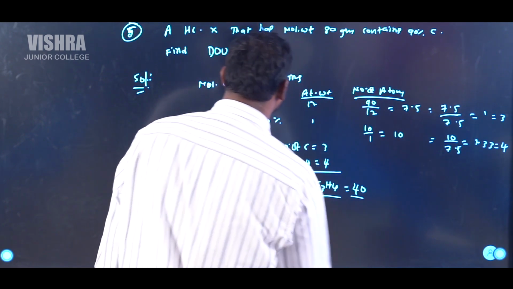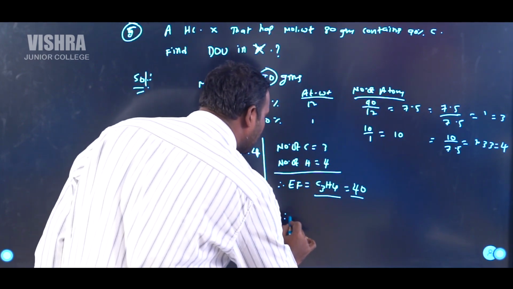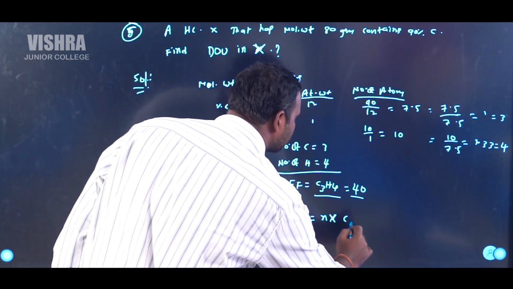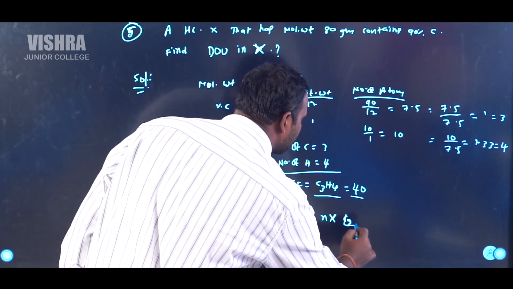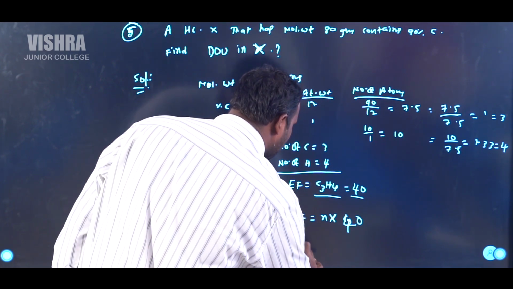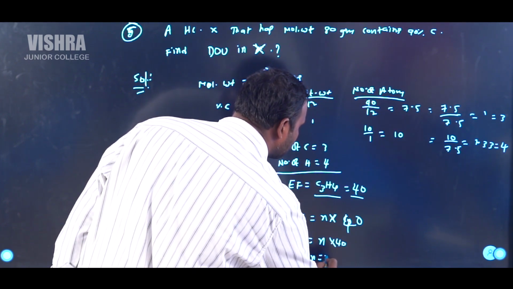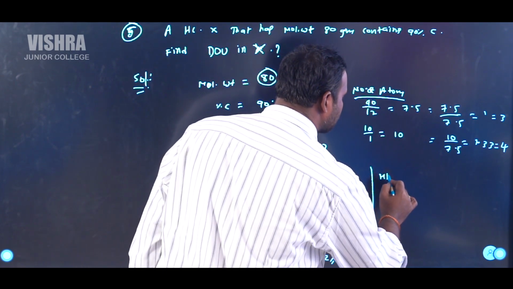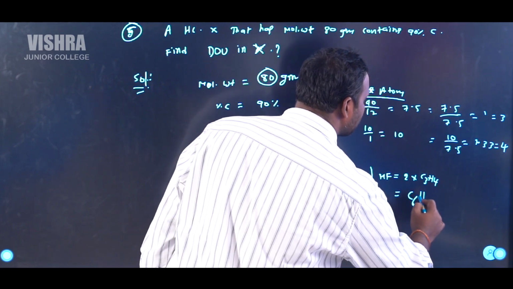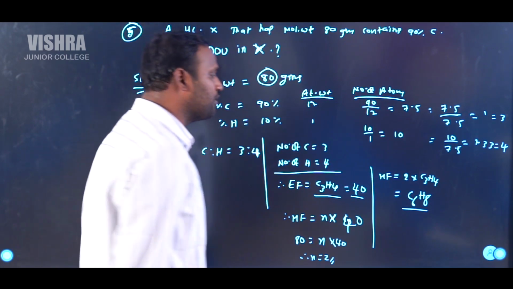Empirical formula weight of this is 40. But given molecular weight is 80. So therefore molecular formula is equal to N into empirical formula. Empirical formula weight 40, molecular weight 80. So 80 is equal to N into 40. Therefore N is equal to 2. So simply you can write molecular formula like this. Molecular formula is equal to 2 into C3H4. So then it becomes C6H8.